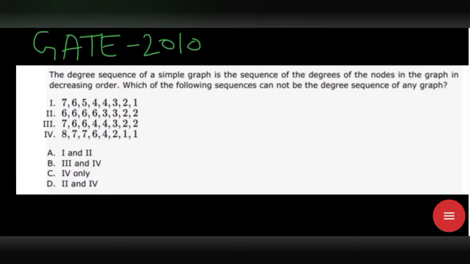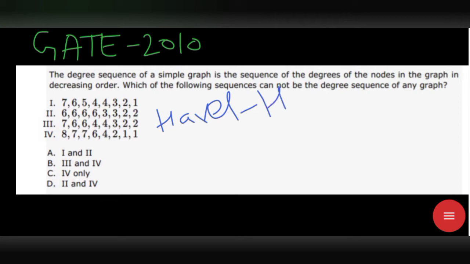So this was the question which was asked in GATE 2010. The degree sequence of a simple graph is the sequence of the degrees of the nodes in the graph in decreasing order. So I think that you know what a degree sequence is. Which of the following sequences cannot be the degree sequence of any graph? So basically this question is asking which cannot be the degree sequence. So we will use here the Havel-Hakimi theorem that we have read.